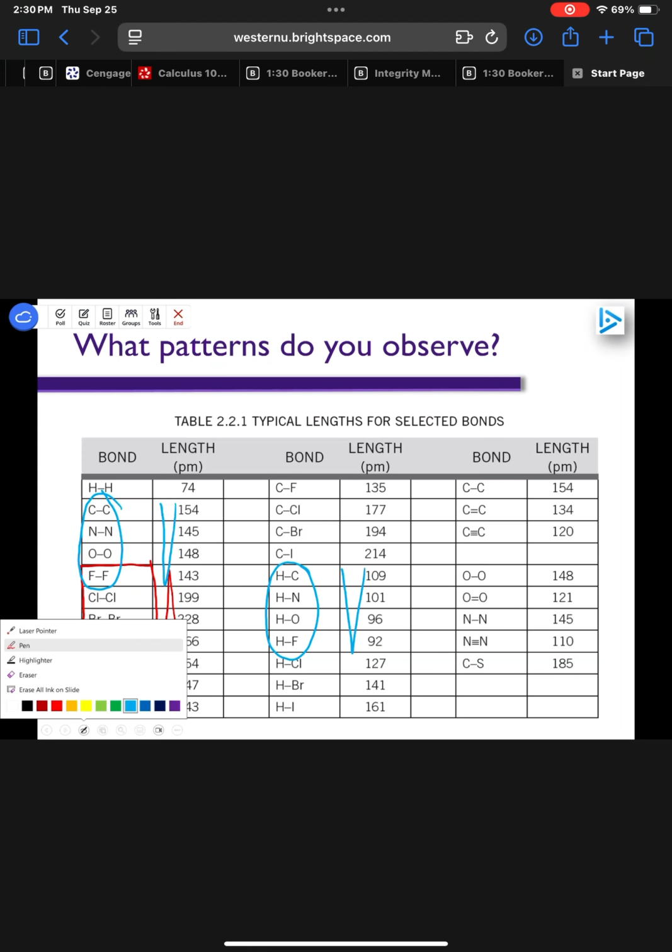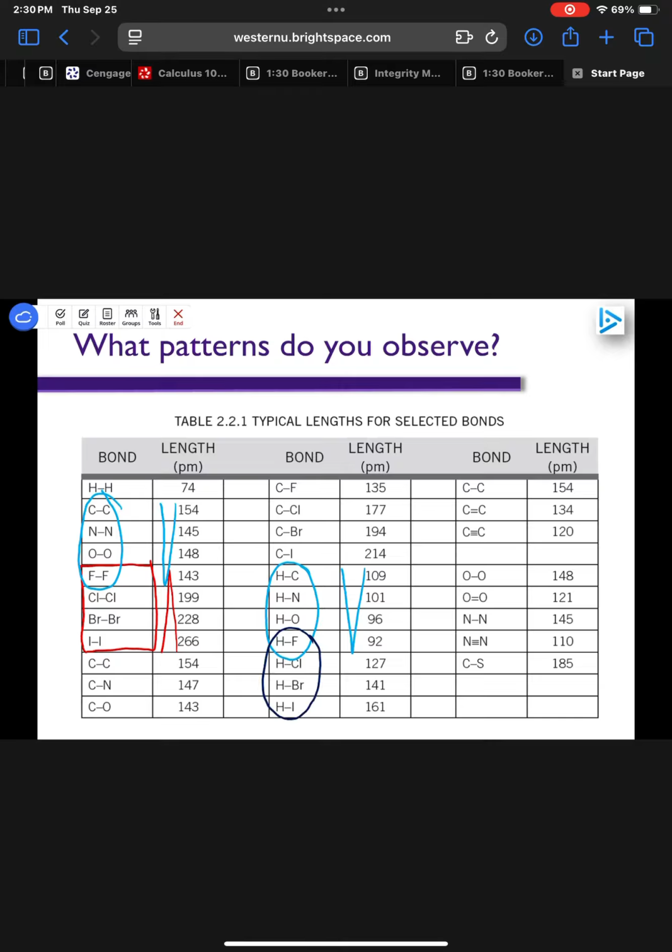As we go down the periodic table, we saw fluorine all the way to iodine. Those get bigger. Well, fluorine, chlorine, bromine, iodine, as we go down the periodic table in that same halogen group, all bonded to hydrogen, we can see the atomic radius getting bigger, or not the atomic radius, the bond length, increasing as we go down.